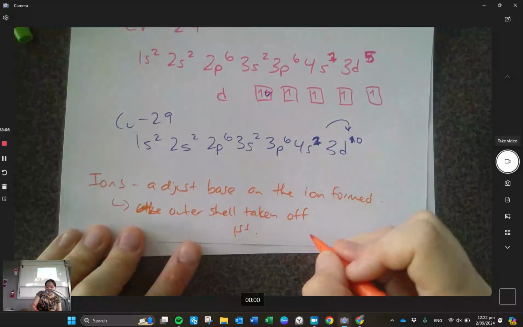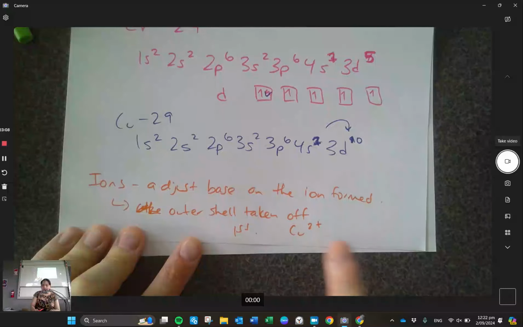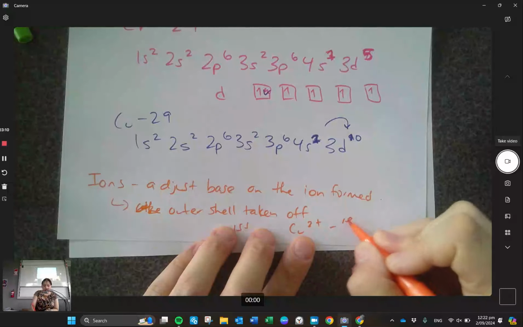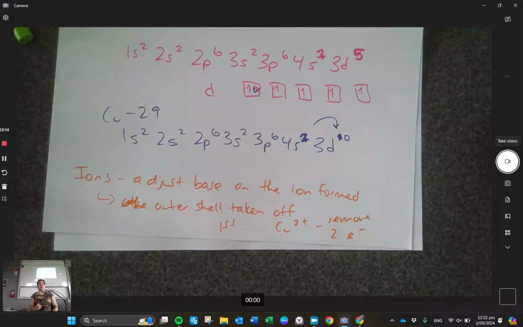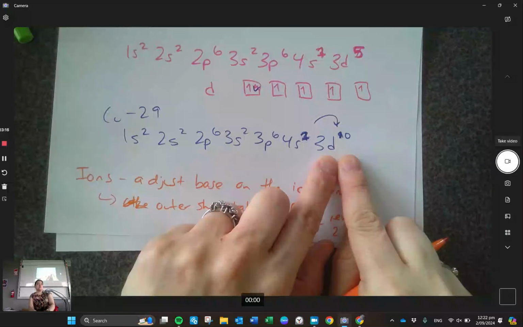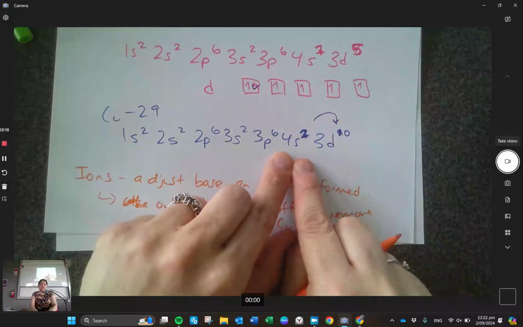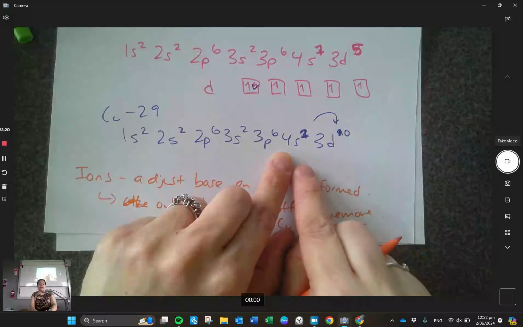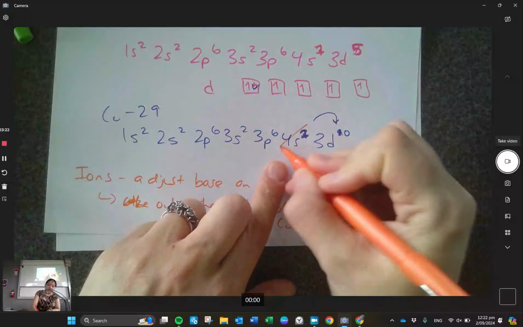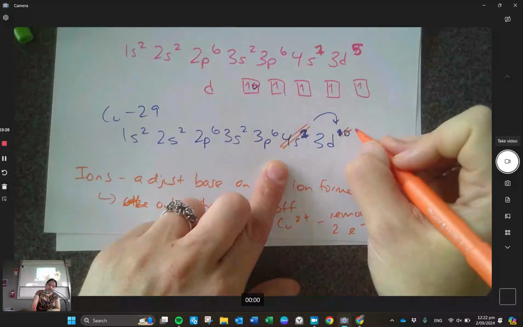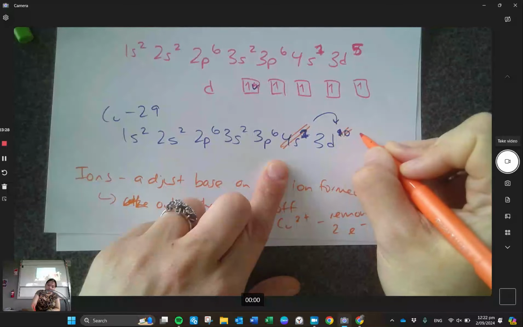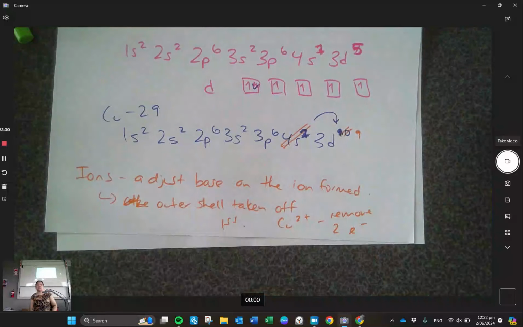So for example, if I have the copper 2 plus ion, I need to remove 2 electrons, correct? Everyone agree with me? This was the shell you filled last, but this is the shell that's furthest away. So when it takes the 2 electrons away, it's going to first take away from the 4s, and then it'll take away from the 3d. And so it's taken 1, 2, so now that's 9.